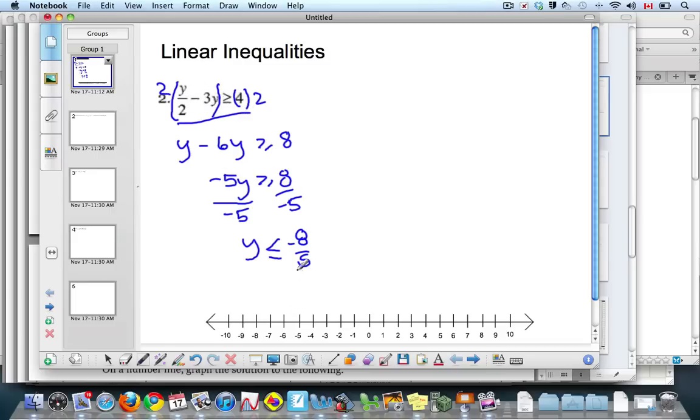To show it on a number line, 8 over 5 is about 1.6, negative. So here I'm going to use a filled in circle. Open or closed circle? Why is it closed? Because it's equal to here. So it's a closed circle and all these numbers this way. I can get my fancy highlighter and highlight that section. Okay, let's try the next one.